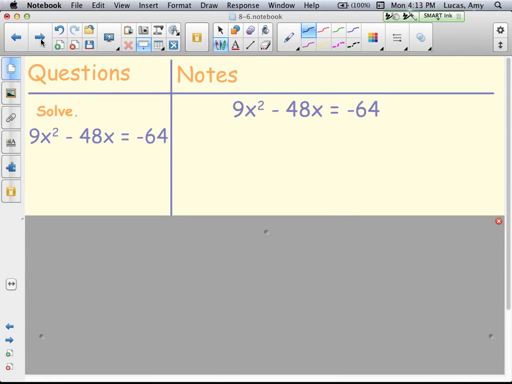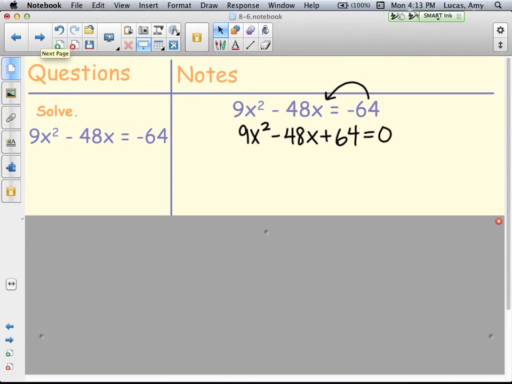Okay, now we've got some solving to do. So remember that in order to solve this quadratic, we are going to have to make sure it's all on the same side first. So I'm going to add the 64 and set it equal to 0 so that we can set it up for the zero product property.